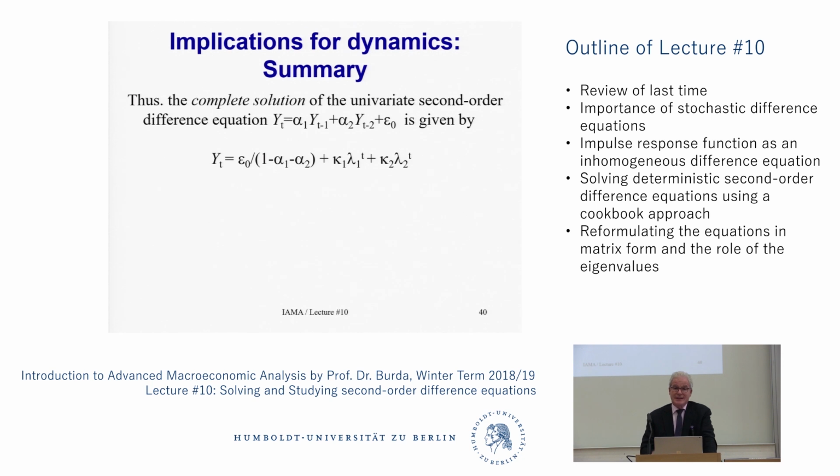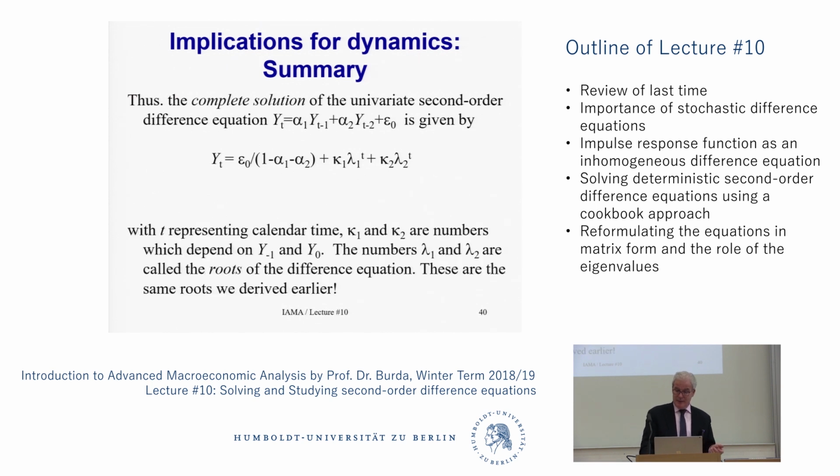Okay, so let's look at that. The complete solution is exactly the sum of the particular solution, that's the steady state, that's the first part, epsilon 0 divided by 1 minus alpha 1 minus alpha 2. If you take away all the dynamics, that's all that's left. That's the steady state. And the superposition principle says I can add this homogeneous part, which is powers in time of these characteristic roots. And you still haven't proved that the i goes away. Well, I'm going to do that now. I'm going to show you the i's actually disappear.